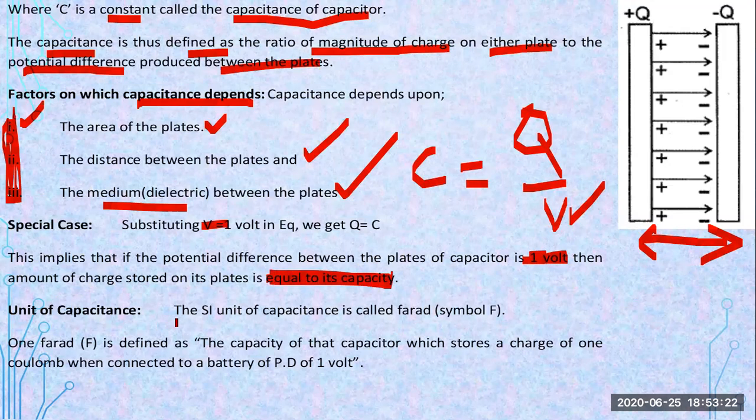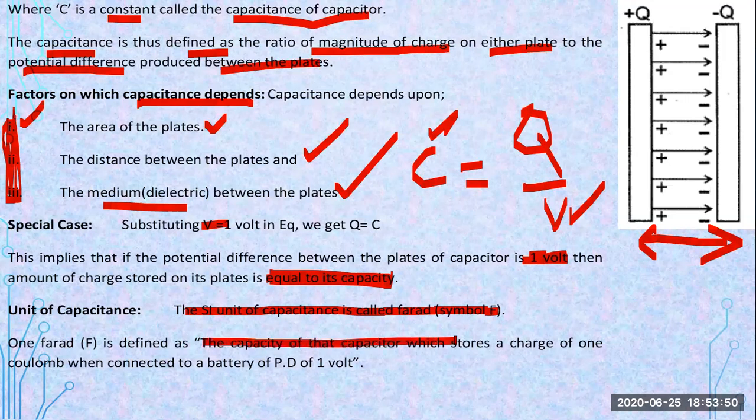What is the unit of capacitance? The unit of capacitance is called the farad, and it is written as F. If anyone asks you how you will define 1 farad: when 1 coulomb of charge stored in the plates produces a potential difference of 1 volt, then the capacitance of the parallel plate capacitor will be 1 farad. So this is the unit of capacitance.